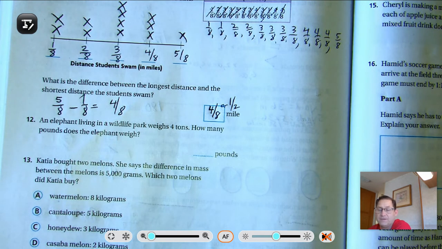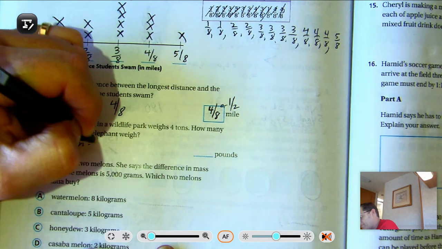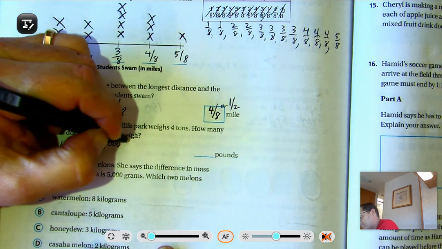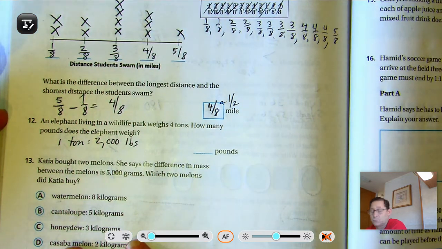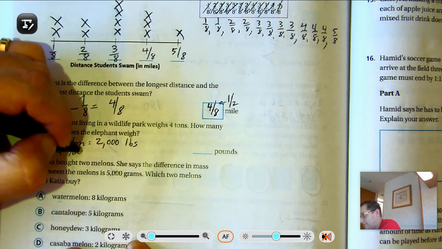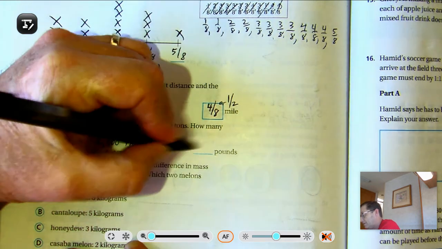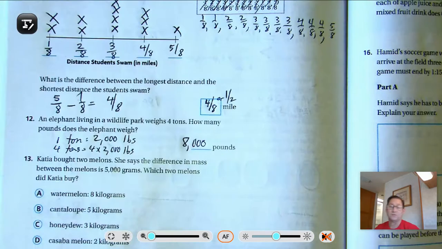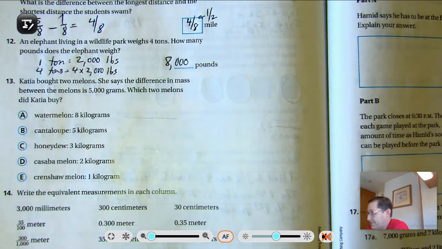An elephant living in a wildlife park weighs 4 tons. How many pounds does the elephant weigh? Weighs a lot. Okay, so 1 ton is 2,000 pounds. So 4 tons would just be 4 times 2,000. So 8,000 pounds. 13.